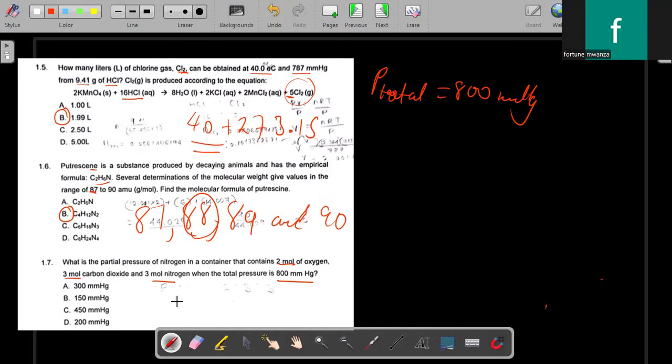So what we need here is to find the partial pressure. You know that partial pressure, in this case, you are finding the partial pressure of nitrogen.